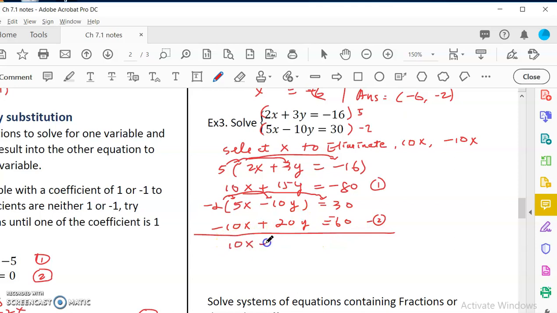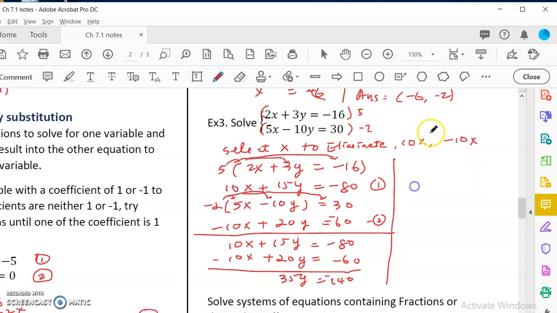So 10x, copy them one more time. Don't do it like this far away because you're going to make mistakes. Negative 60. Okay, double check. Negative times this negative, negative, negative, positive. So check the sign. This is 10. This is 3 times 5, 15. I usually double check to make sure that I did not make a mistake. So I have 35y equal to negative 140.